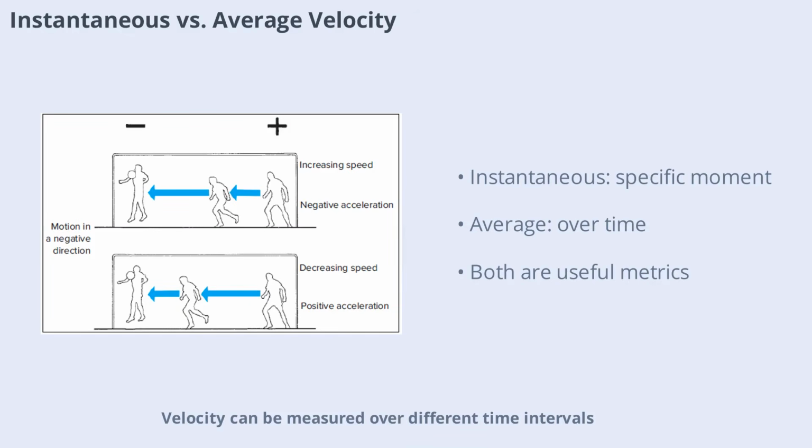Velocity can be measured over different time intervals. Instantaneous velocity refers to the speed and direction at a specific moment, while average velocity is calculated over a longer period. For example, a sprinter's instantaneous velocity at the finish line may be much higher than their average velocity over the entire race. Both measures provide valuable insights for performance analysis and training.